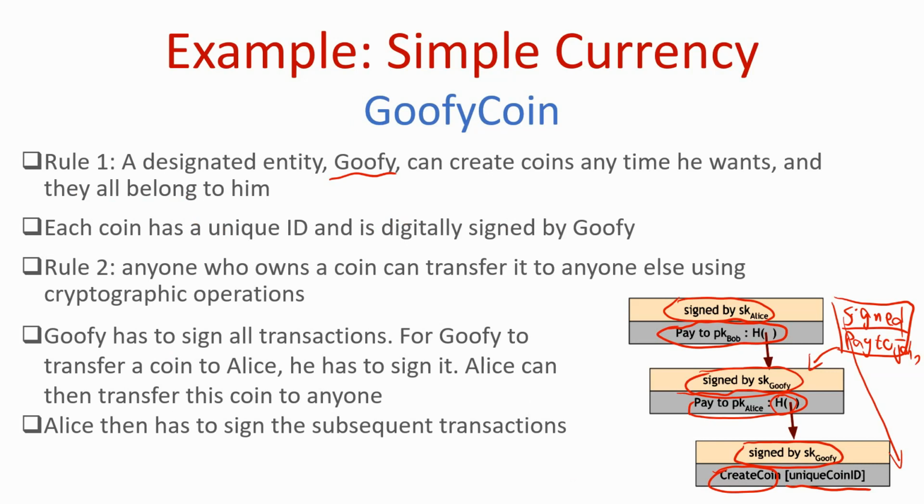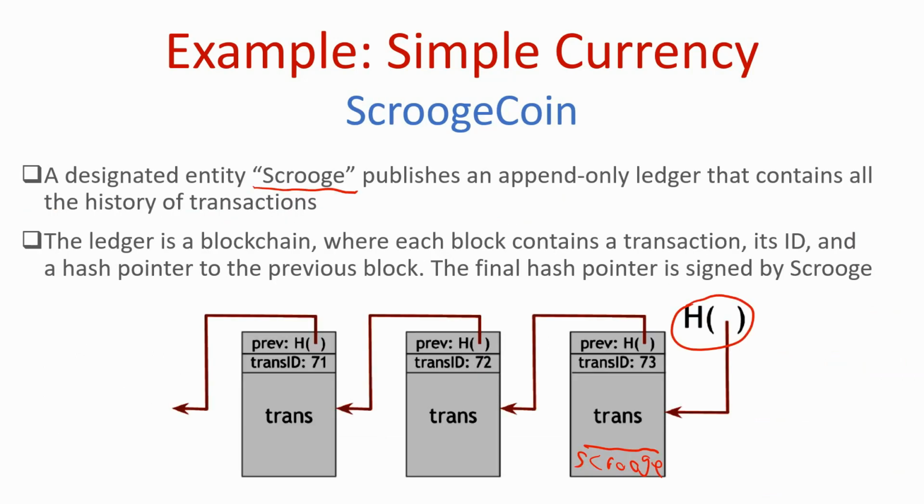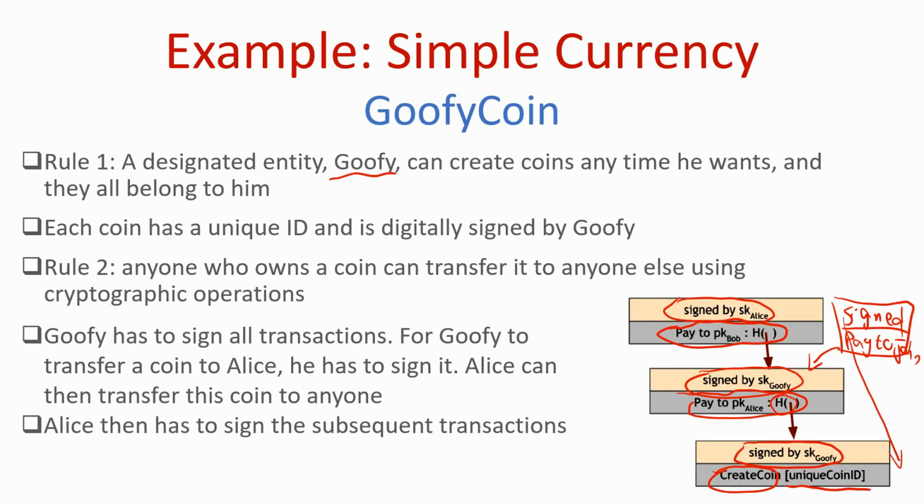So Alice will do the transaction in the same way and include the instruction that says pay to the public key of Bob and the hash pointer of this coin. And then she is going to digitally sign this transaction, and then she's going to send this transaction to Scrooge. Now, Scrooge will have the responsibility to validate this transaction. And by validating this transaction, Scrooge has to do 2 things. First of all, Scrooge has to check the digital signature of Alice to make sure that Alice is indeed the one who generated this transaction.